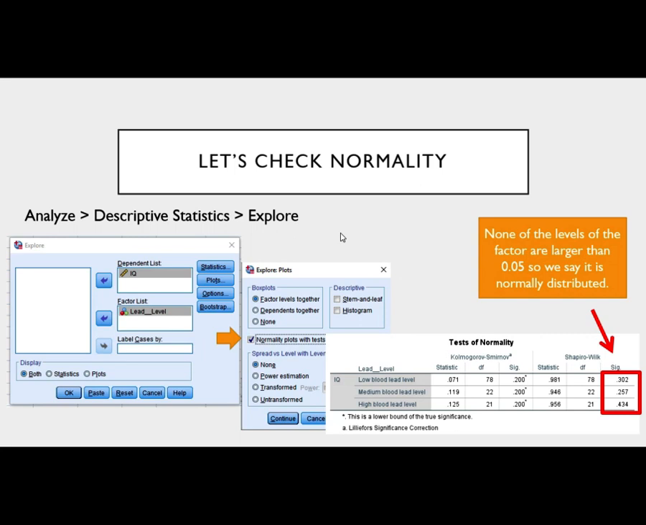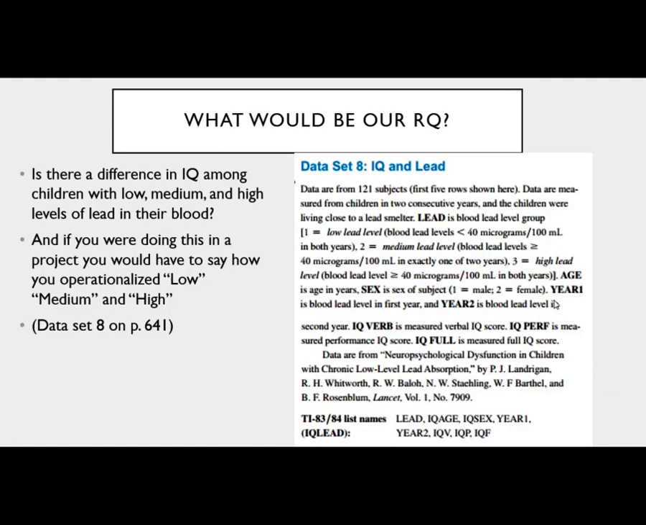All right, so the first thing we're going to do is check normality. We're going to go Analyze, Descriptives, Explore. We've done this before. Bring our dependent over, bring our factor over. Uncheck stem and leaf, check normality plots with tests. And then we get our output, and it says the significance here, none of these are significant, so we say that the data are normally distributed.